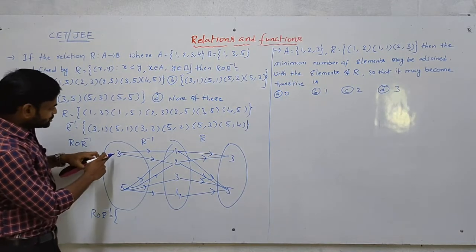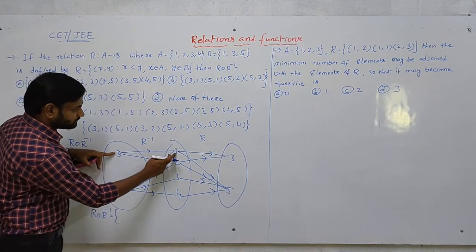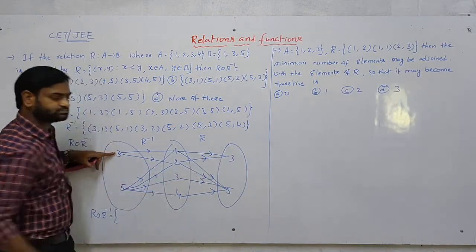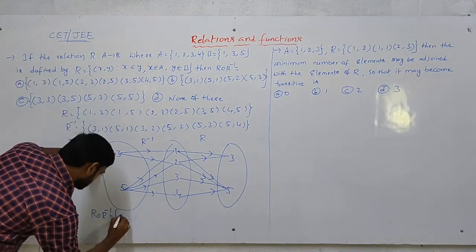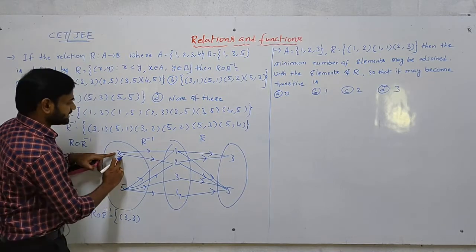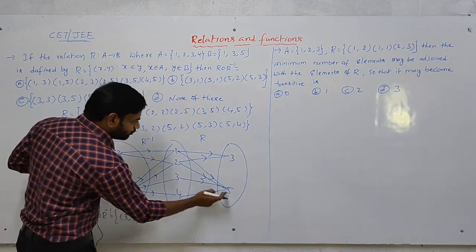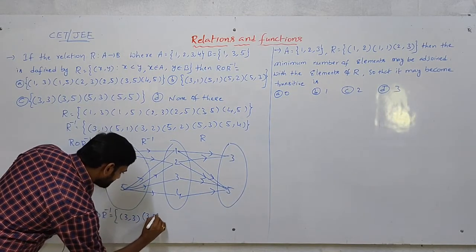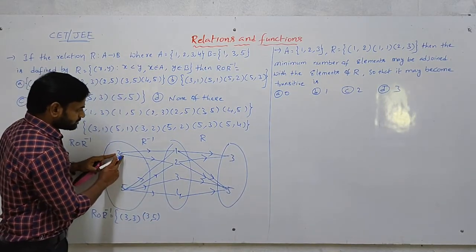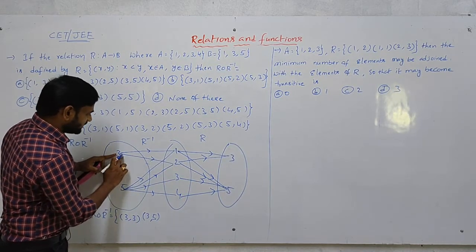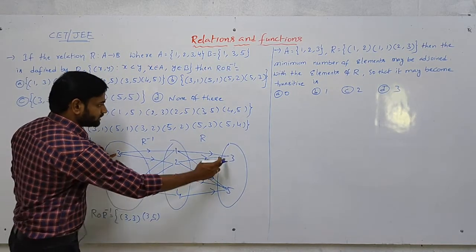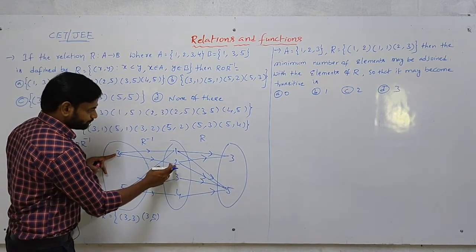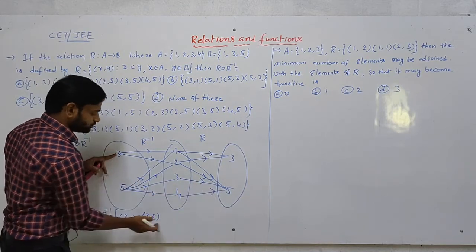See that. First it started at 3. 3 to 1, 1 to 3. So final is 3 comma 3. Next again 3 to 1, then 1 to 5 also is there. So 3 to 5. With 3 to 1 complete. Again 3 to 2, 2 to 3: 3 comma 3 already written. Next 3 to 2, 2 to 5: 3 comma 5 already written.